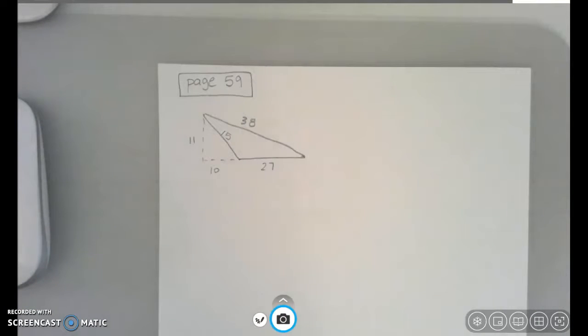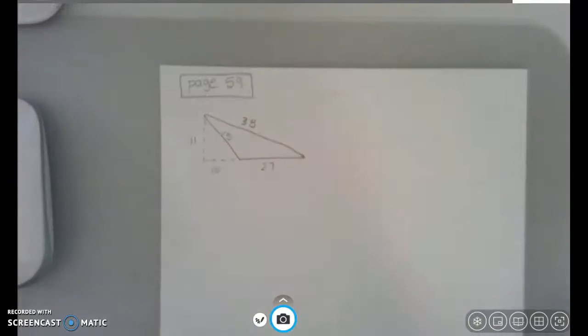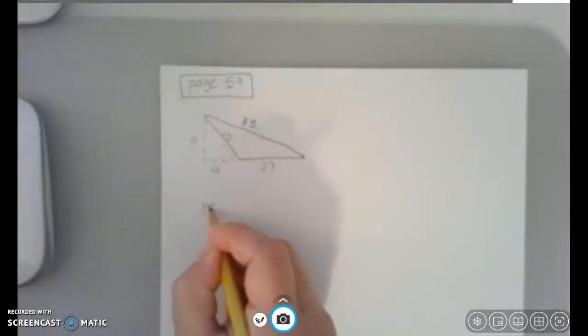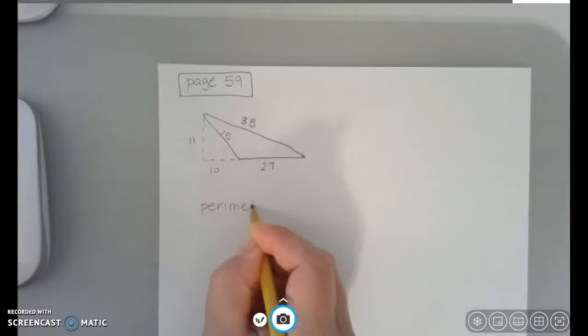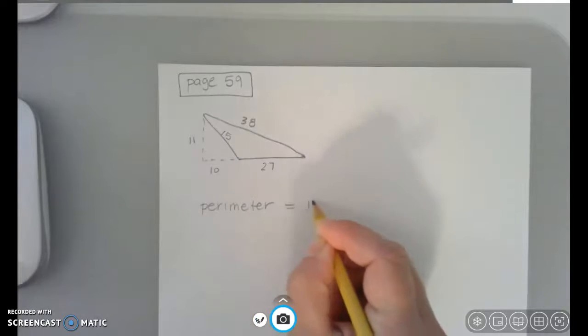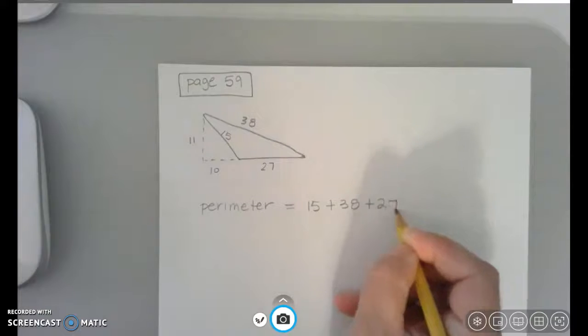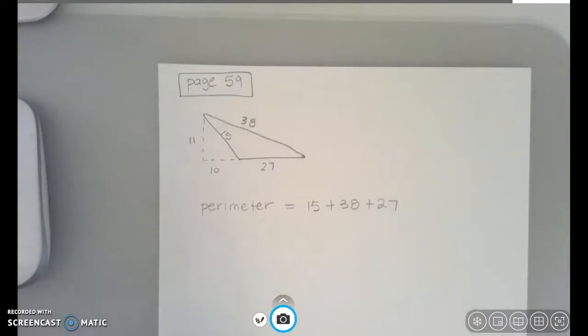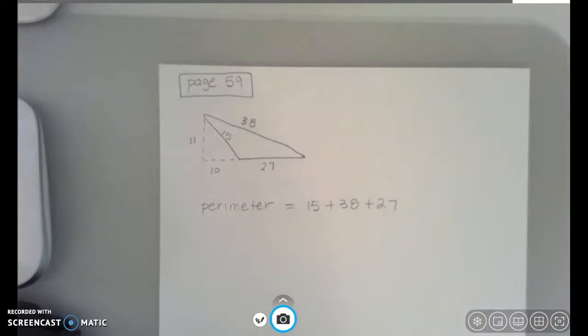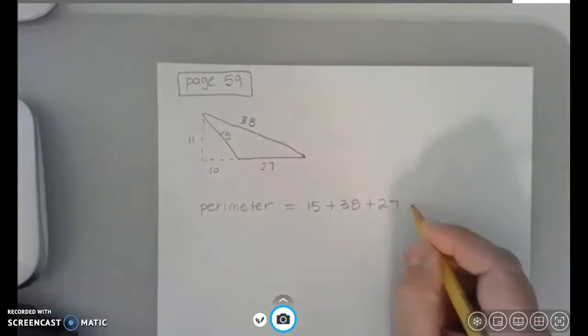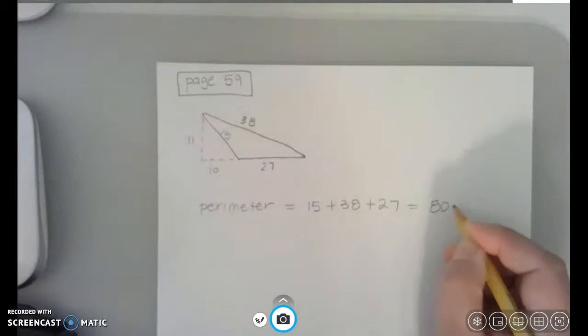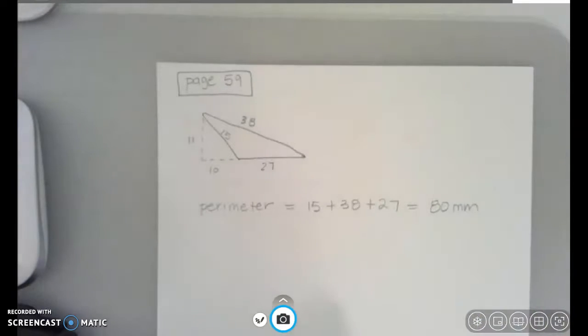This is a scalene triangle, and the perimeter are the three sides that are given to us. So for the perimeter, that part's easy. It's going to be 15 plus 38 plus 27. Let's see what that is. 15 plus 38 plus 27. I'm getting 80, and I think the measurement was in millimeters.